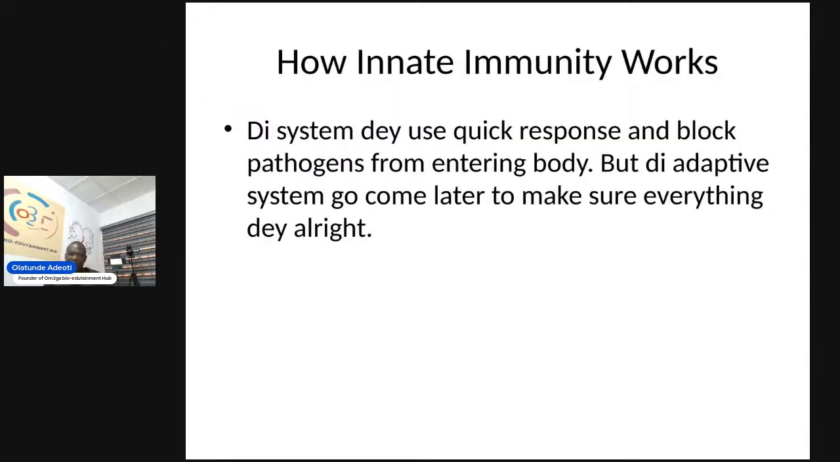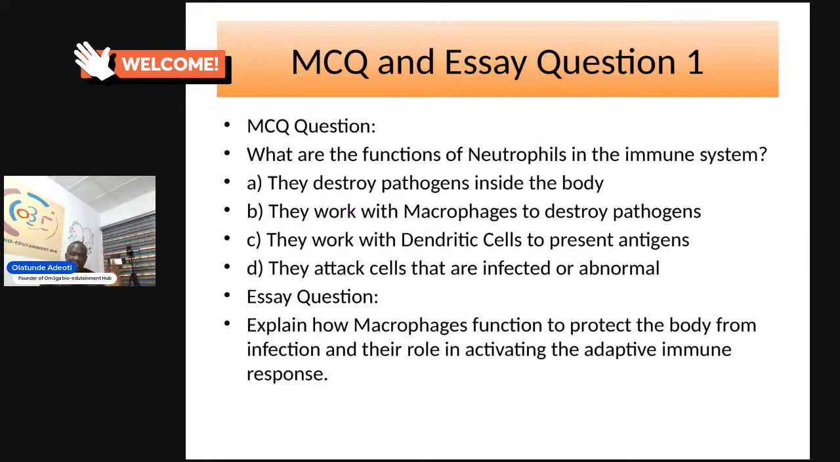So how innate immune system work? This system dey use quick response and block pathogen from entry, but the adaptive system go come later to make sure that everything dey alright.